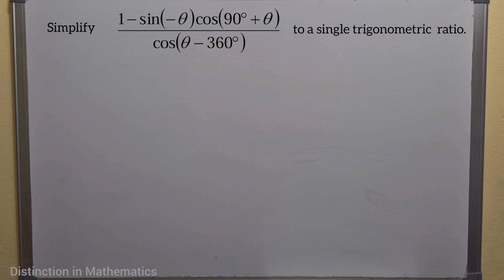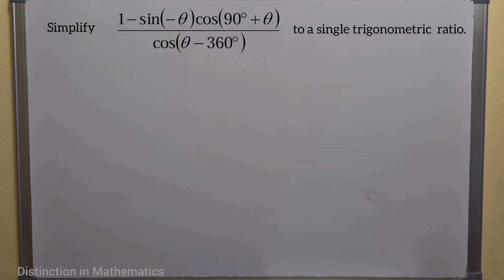Today we are simplifying this to a single trigonometric ratio. When we are simplifying, we are breaking everything down to its simplest form and making sure it is more readable and less complicated. Now the first thing to do is removing all the brackets. Make sure all the brackets are gone.